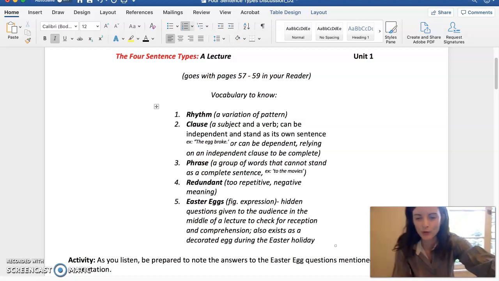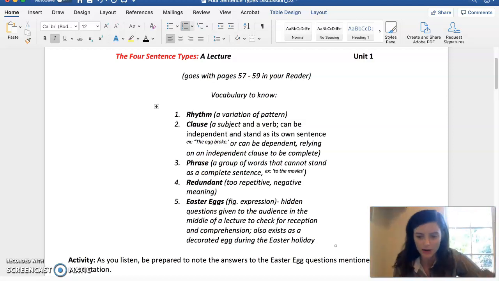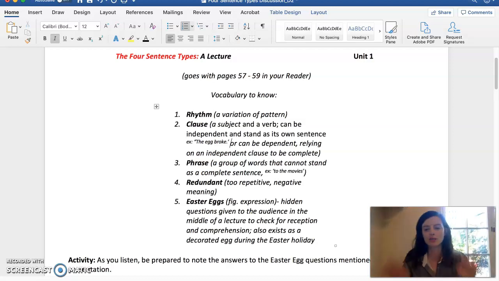I am using the component of music to relate to our lecture, focusing on the 4 sentence types. This does go with pages 57 to 59 in your reader. It is part of our Unit 1 grammatical and writing concepts. You will be responsible for knowing the 4 sentence types and employing them in your first essay and on quiz number 1. For our presentation today, some vocabulary to know is, number 1, rhythm.